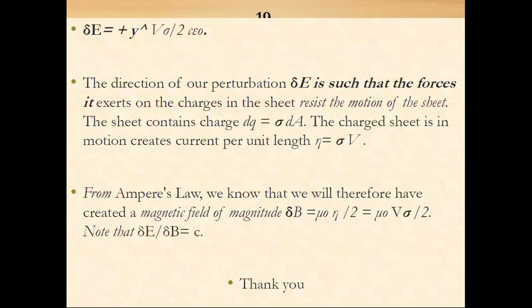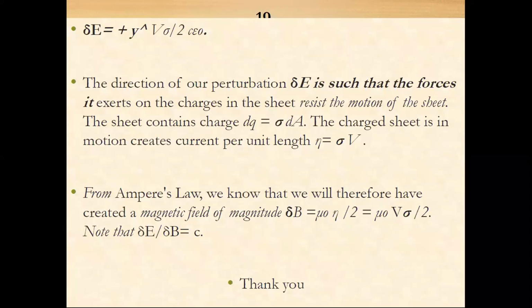So the current created per unit length will be eta equal to the surface density of charge multiplied by velocity. And from Ampere's law, we know that whenever you have motion of charge constituting a current, there will be a magnetic field. So the perturbation in charge will also generate a magnetic field of magnitude mu naught V sigma by 2.